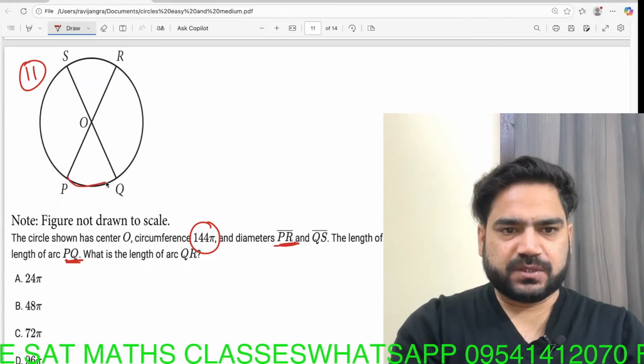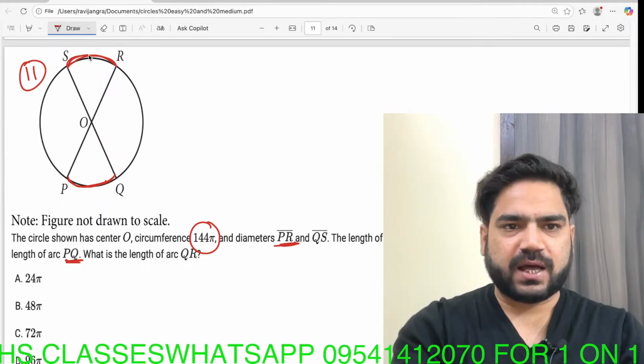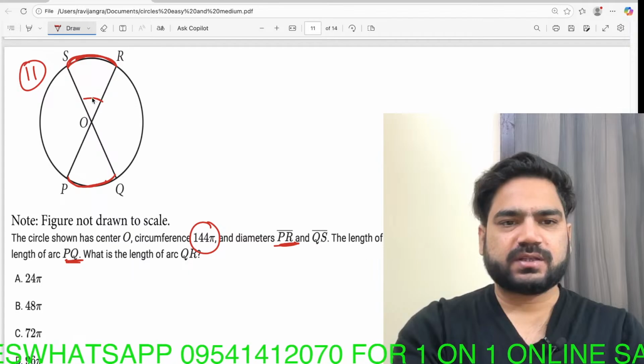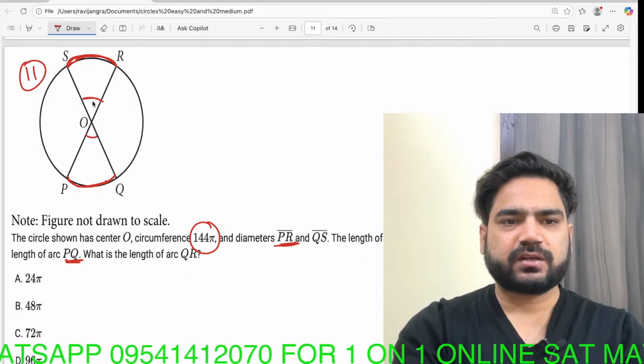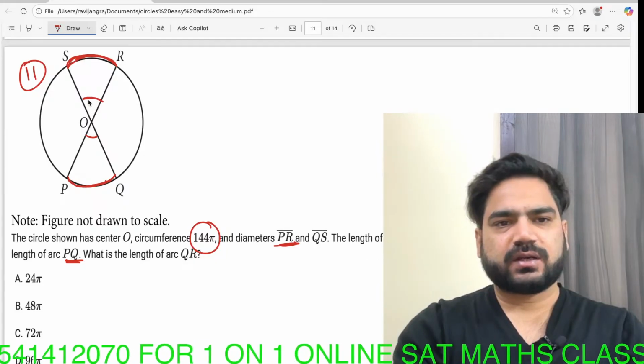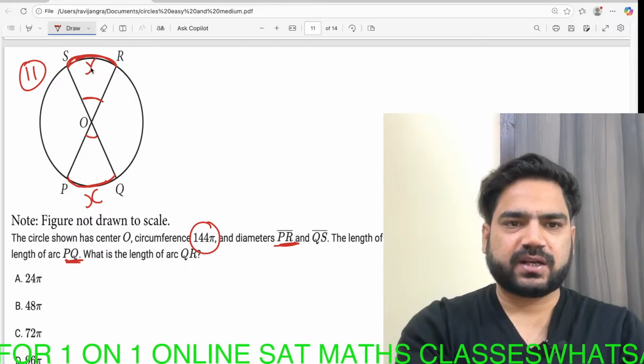One arc is this PQ, and one arc is this SR. See, these both arcs are equal. Why are these equal? Because their angles are equal. This angle and this angle both are equal, vertically opposite angles. And if these angles are equal, then the arcs will also be equal. And suppose this arc is X, and this arc will also be X.